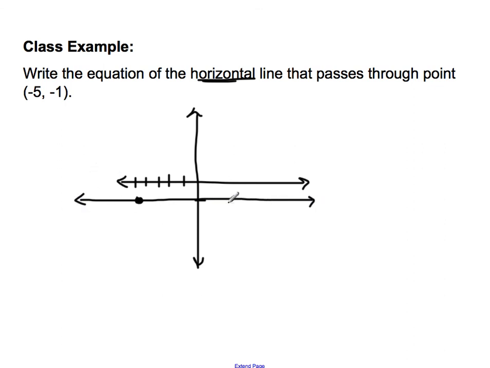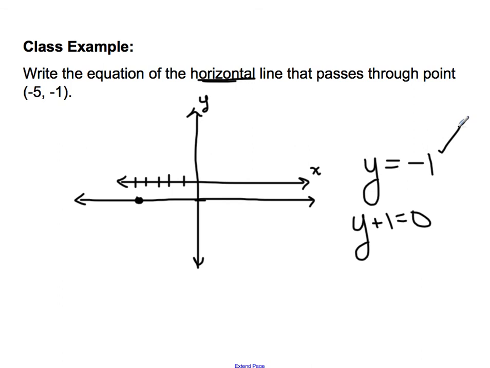Okay, so since we have a horizontal line, let's label our axes. Don't be lazy. It crosses the y-axis, so we know it's y is equal to, and it crosses it at negative 1. And we are done. You can write y plus 1 is equal to 0 if you want, but this is the one that will be on your test, I'm pretty sure.